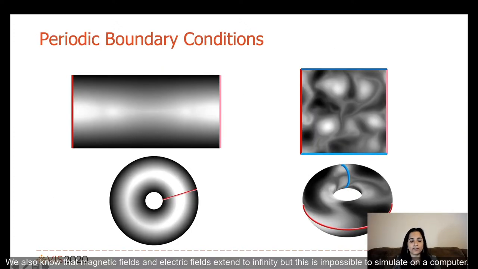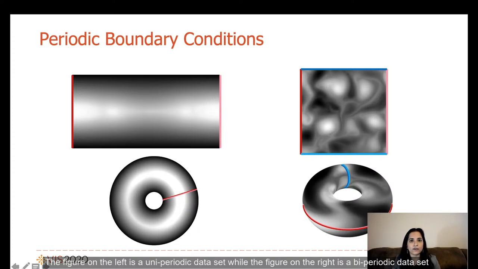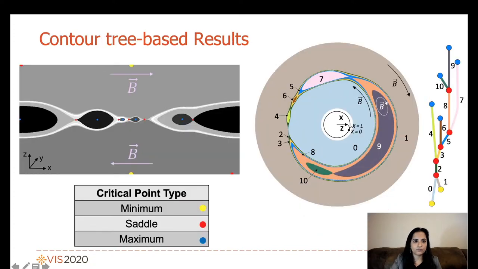We also know that magnetic fields and electric fields extend to infinity, but this is impossible to simulate on a computer. Simulations are therefore defined on rectangular regions, and the boundaries are defined to be either uniperiodic or biperiodic to achieve the effect of infinity. The figure on the left is a uniperiodic dataset, while the figure on the right is a biperiodic dataset. We use polar coordinates to bend the data into either an annulus or a torus and stitch the boundaries together.